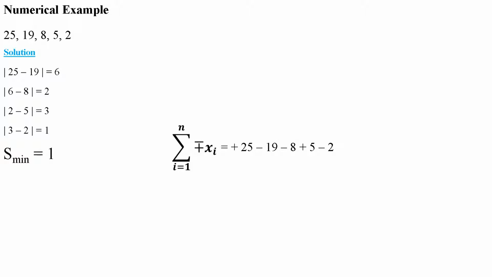And then simply, if you translate it to the sigma notation, this looks like this: sum of plus minus xi from i equals 1 to n, which is equal to positive 25 minus 19 minus 8 plus 5 minus 2, which is certainly equal to 1. So hopefully this is clear now.